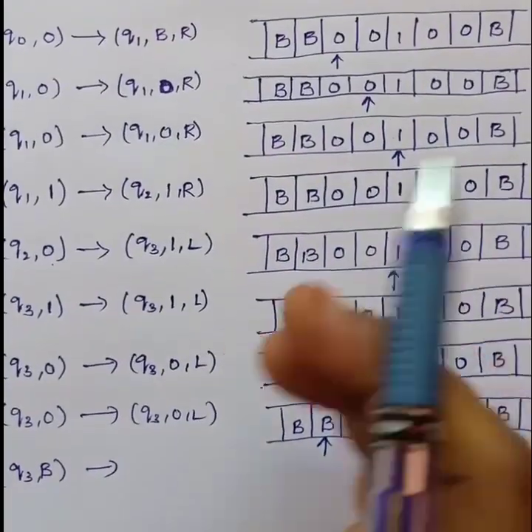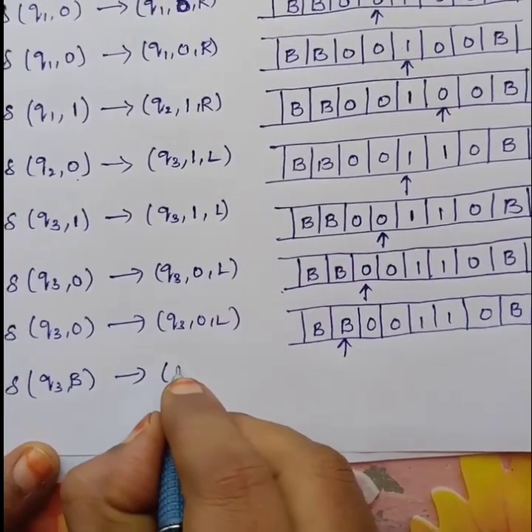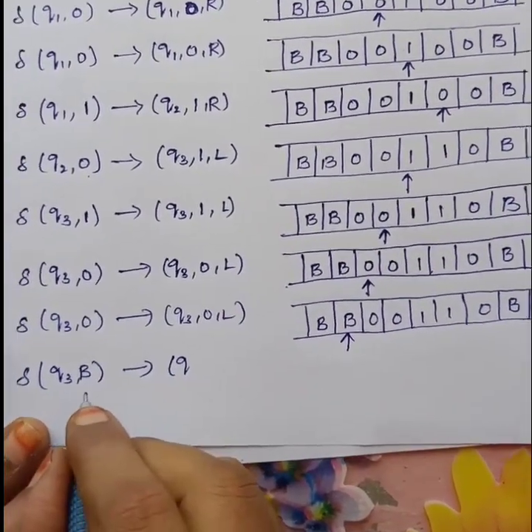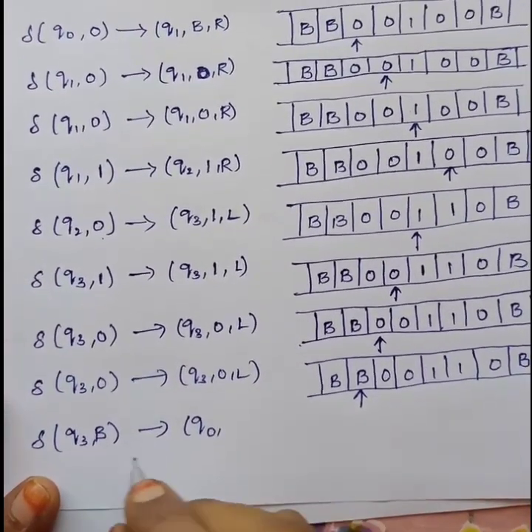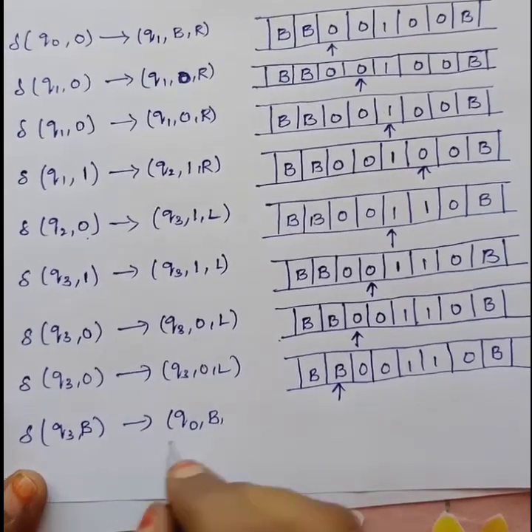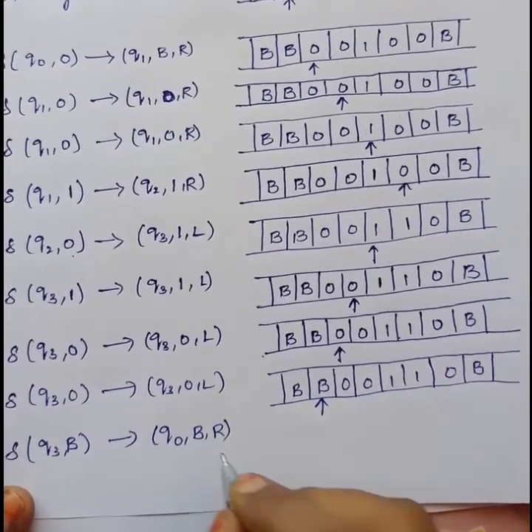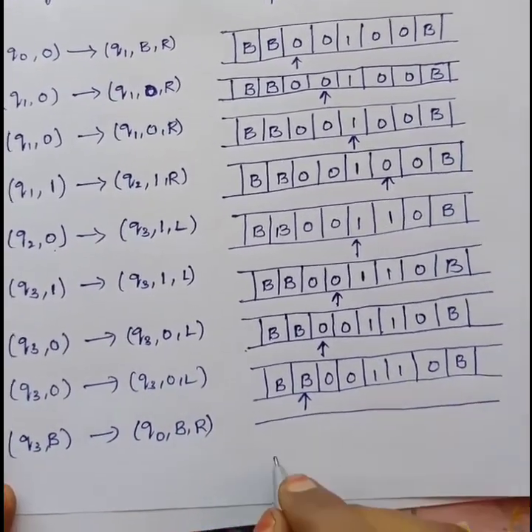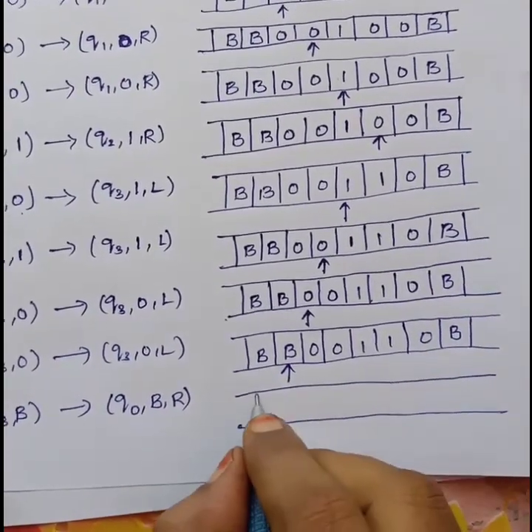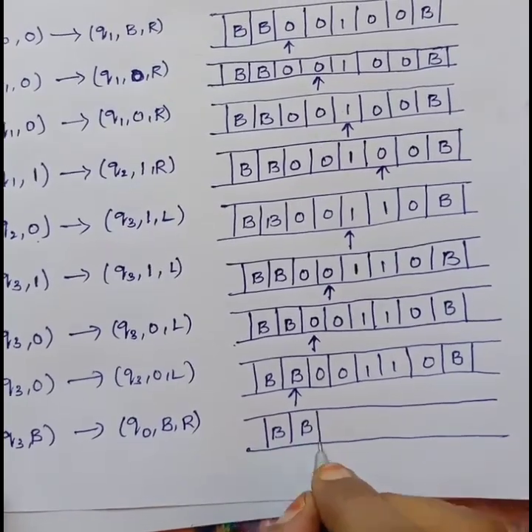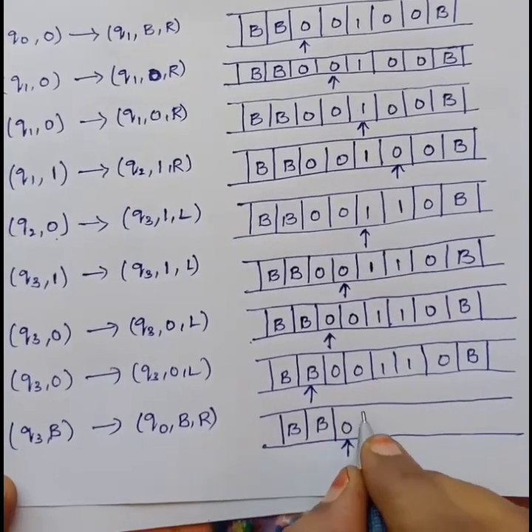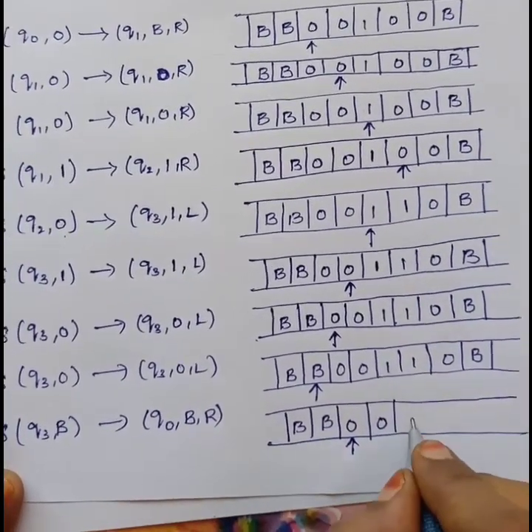See, in Q3 state, if I get input as B, so I am changing the state as Q0 and B remains the same and moving to right. Right means the read write head indicates this particular 0.